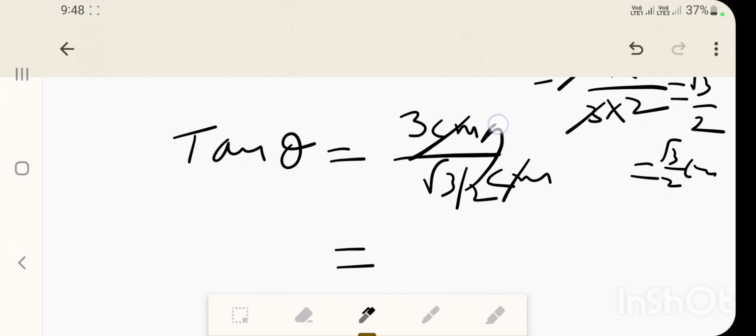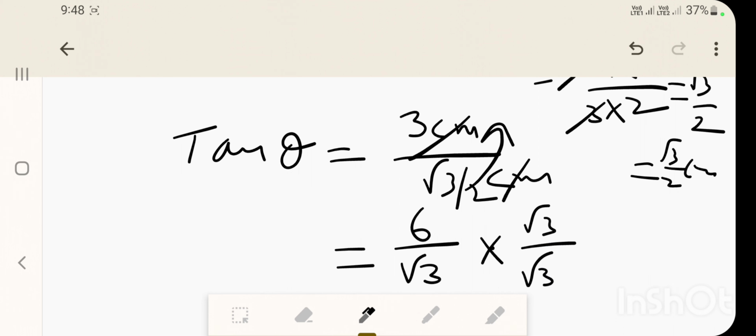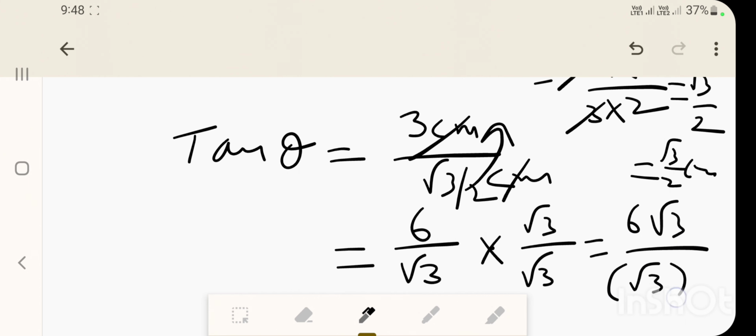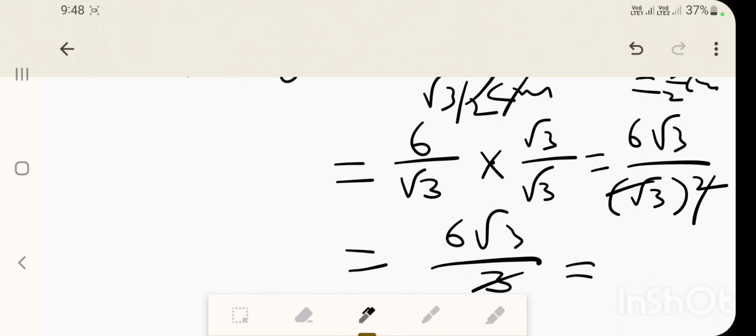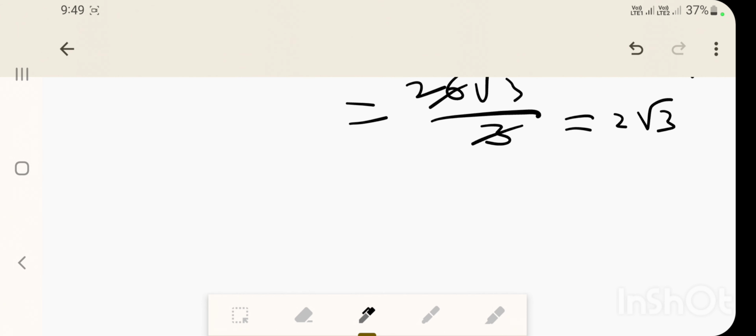So this 2 goes into the numerator, we get 6 by root 3. And we should not keep any root in the denominator, so we do the rationalizing here. 6 root 3 divided by root 3 into root 3, the square root will get cancelled. We get 6 root 3 divided by 3, and 3 2s are 6, we get 2 root 3. This is going to be tan theta.